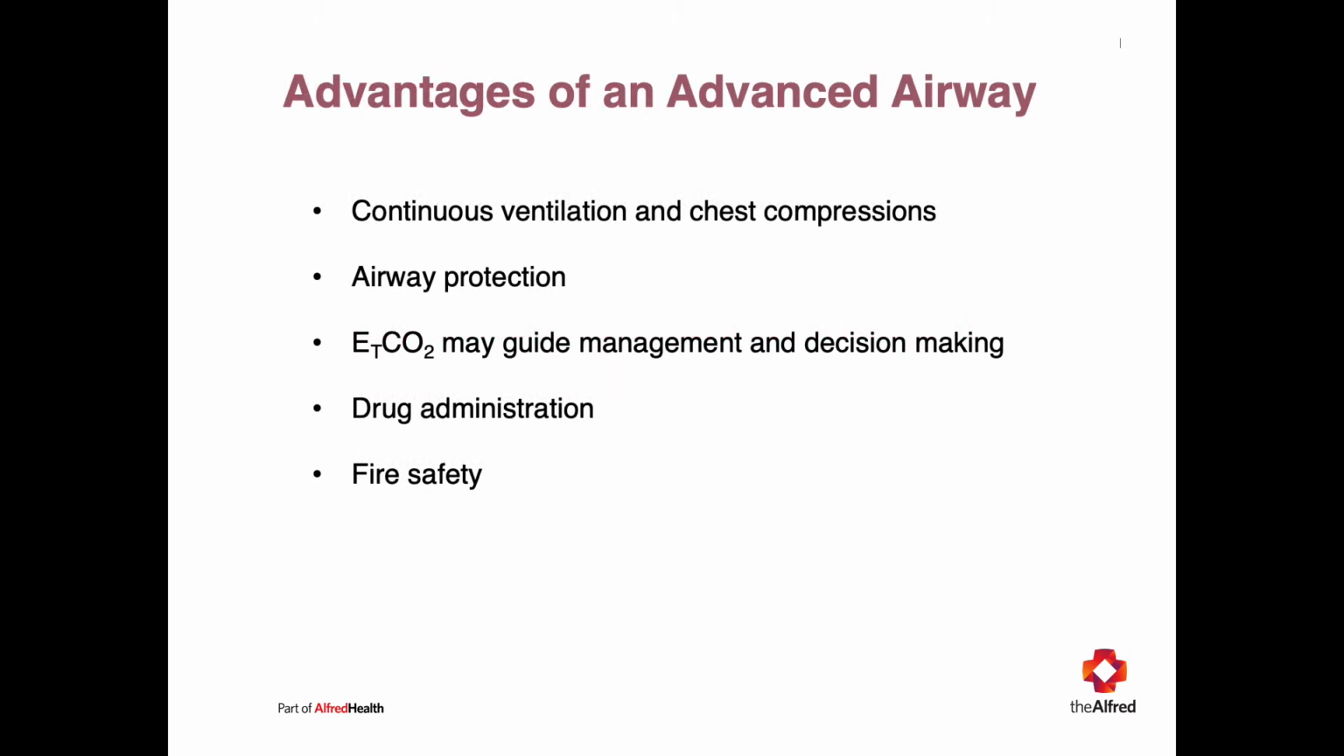There is no evidence that establishing a definitive airway improves outcomes after cardiac arrest. However, there are advantages to inserting an endotracheal tube. It allows continuous chest compressions and continuous oxygenation and ventilation at 6 to 10 breaths per minute. It protects the airway from soiling. End-tidal CO2 also may guide management and decision making. It is a potential route of drug administration. Once ventilating through an endotracheal tube, you do not need to disconnect the oxygen source to defibrillate.